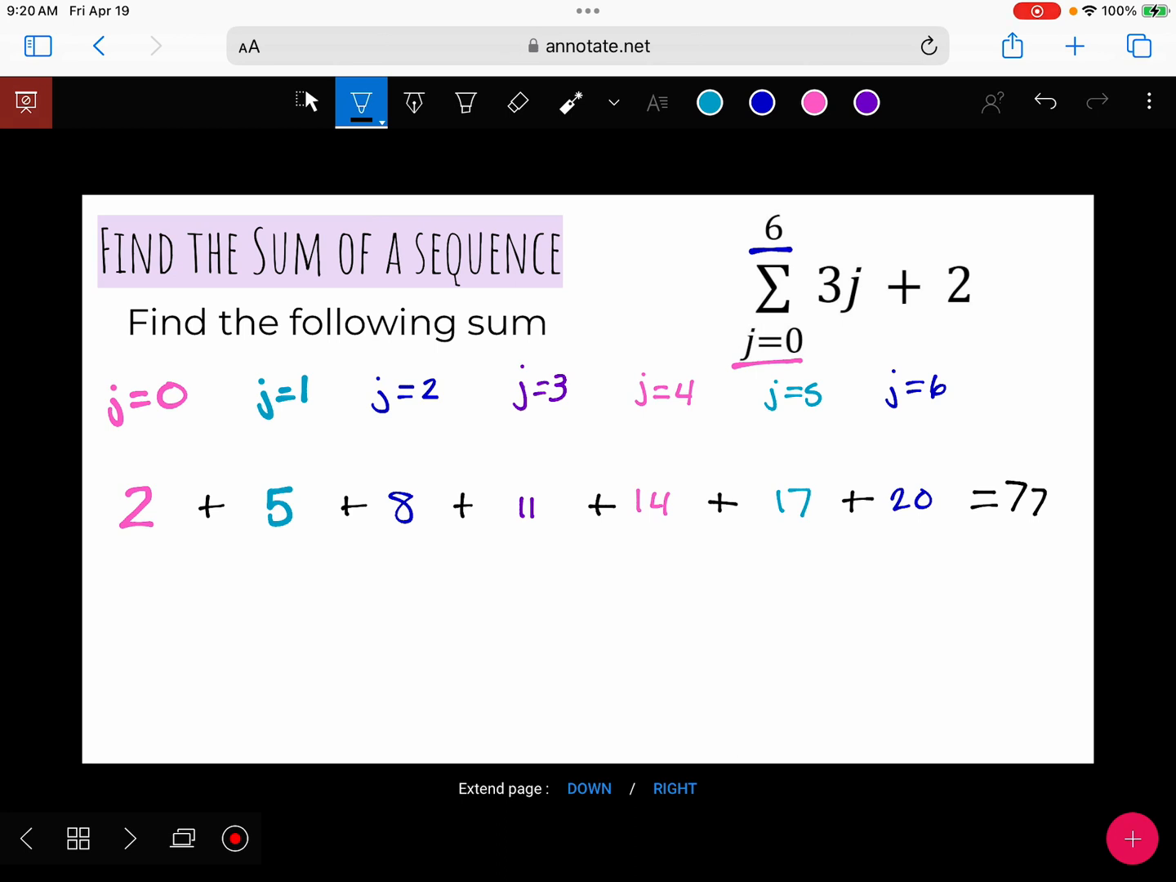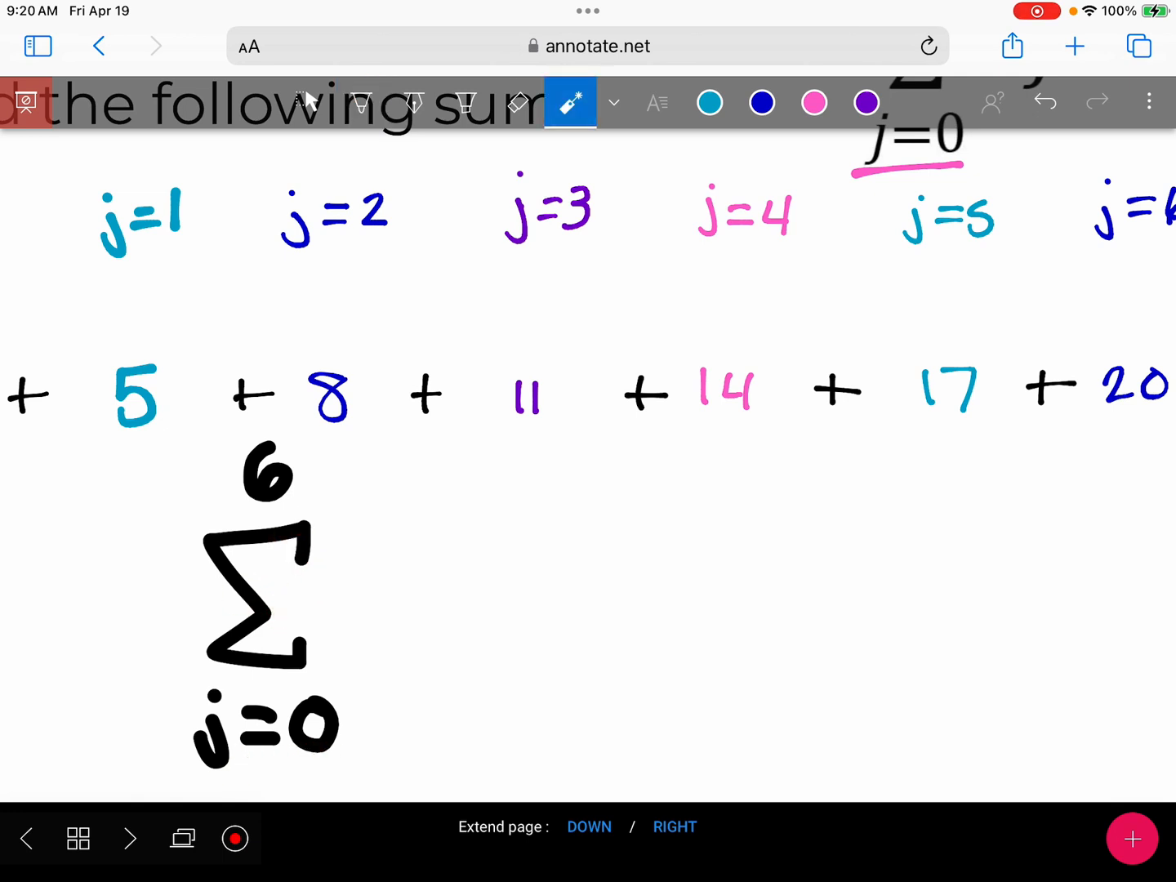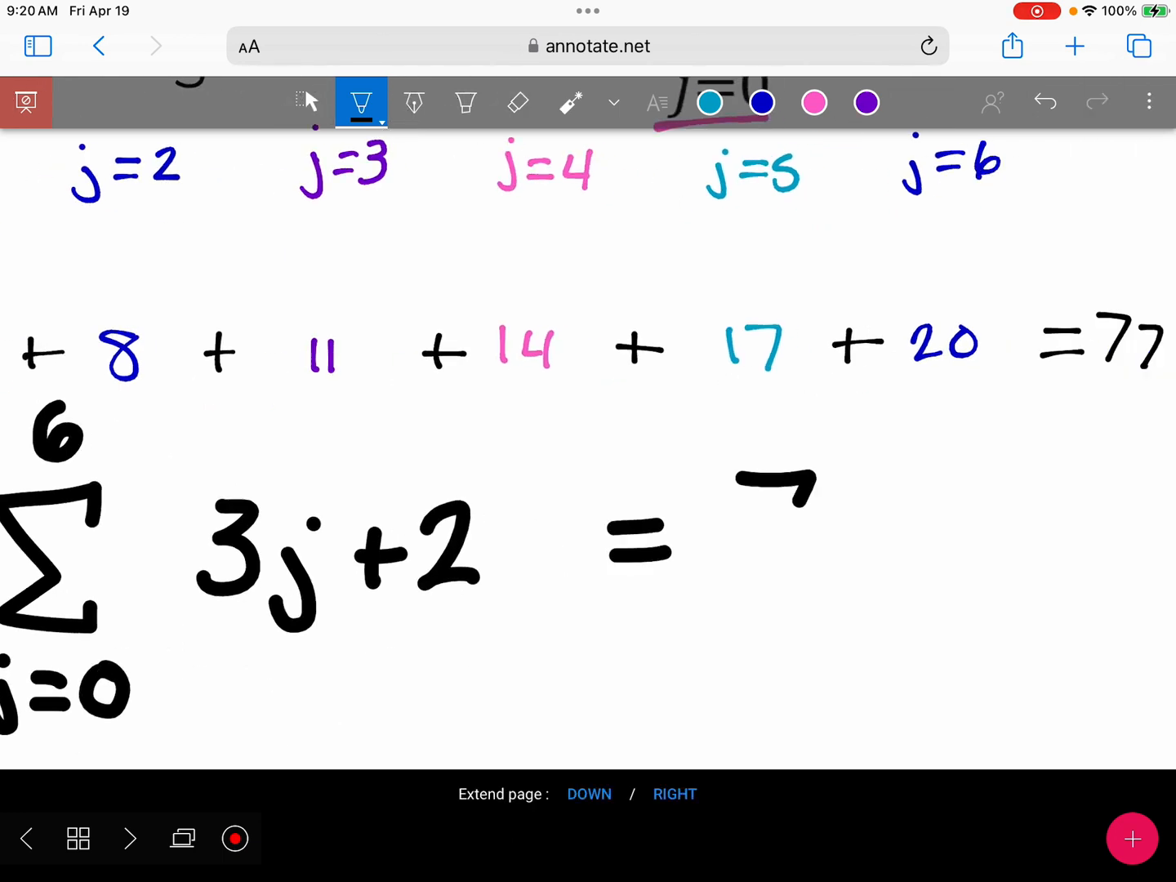Okay, so again, I'm going to write the whole thing out as our answer again. So we're going to have the sum from j equals 0 to 6. And again, that's the order we read it in, the sigma from j equals 0 to 6, bottom to top, of 3j plus 2 equals 77. So that's the way I would write that as a solution.